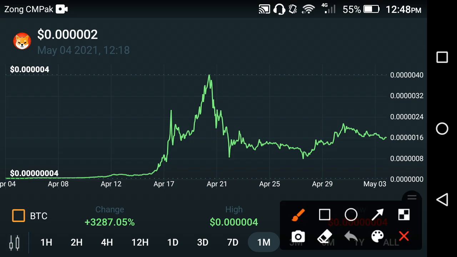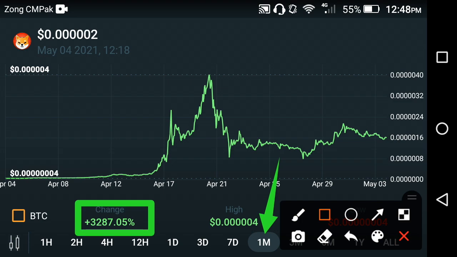As you can see here, that is only the last 1 month of price change in the Shiba coin, friends. If we talk about the price change that occurred in the Shiba coin, a 3,287.05% change occurred in the last 1 month. The highest price is about 0.004 USD, and here it is 0.00002 USD. So in the last 1 month, a fall of about 0.002 USD occurred in the Shiba coin. So the Shiba coin fell by half in the last 1 month, friends.